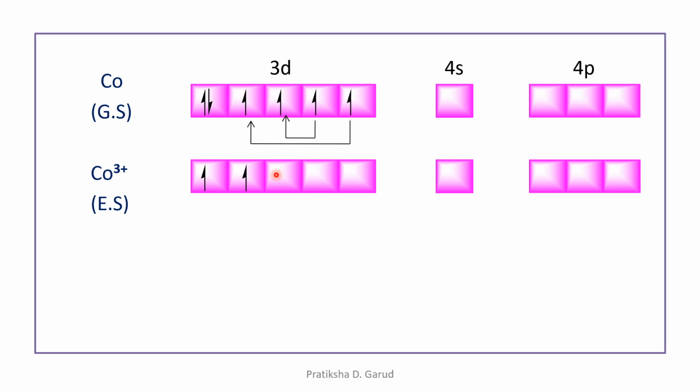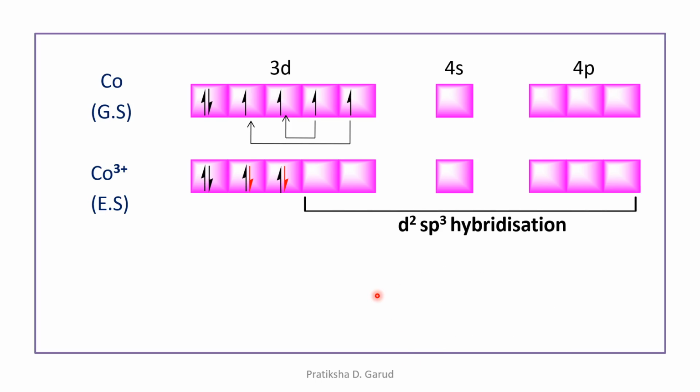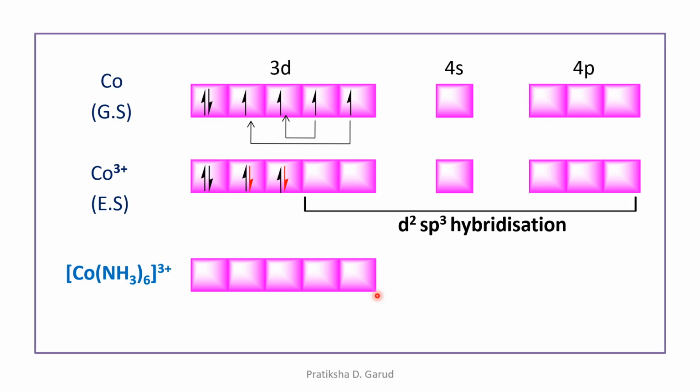So this is the first electron, second electron, third electron. Then the fourth will be paired as it is, the fifth will be paired and the sixth will be paired. So this is the excited state electronic configuration in which the 2 3d atomic orbitals are made vacant. So we are having the hybridization which is called the d2sp3 type of hybridization. Then the complex ion, that is the [Co(NH3)6]3+ complex ion, again we are having the 3d atomic orbital, then the 4s atomic orbital and the 4p atomic orbital.